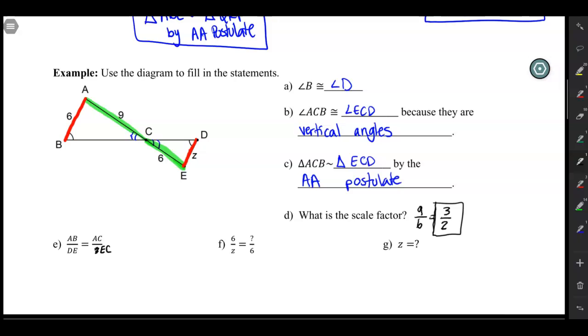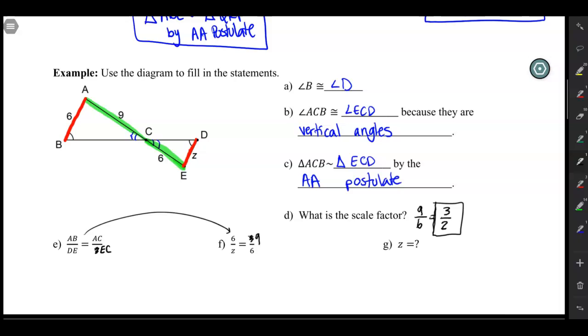So in F, if we go from E to F, all I'm doing is plugging in things that I know. I know that AB is equal to 6. DE is an unknown value that's labeled as Z. And then I know that EC is 6. Then I want to fill in on the top what AC is. AC is equal to 9. That's the length of that segment.